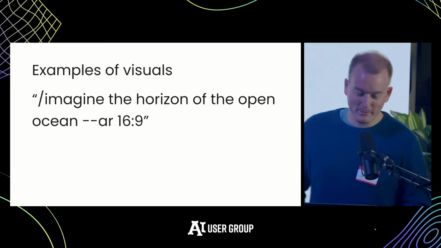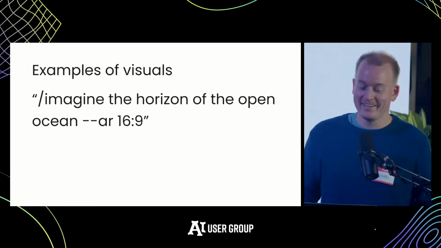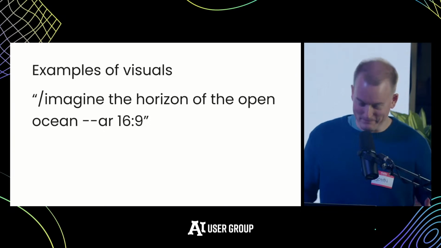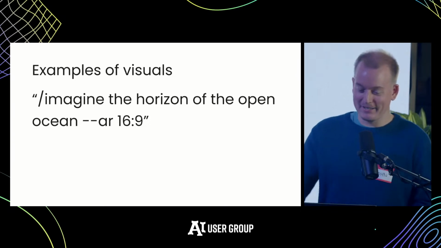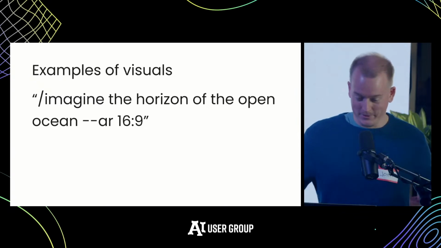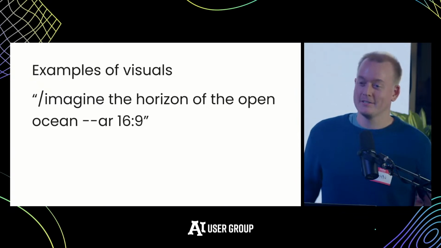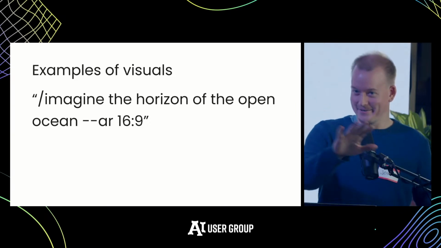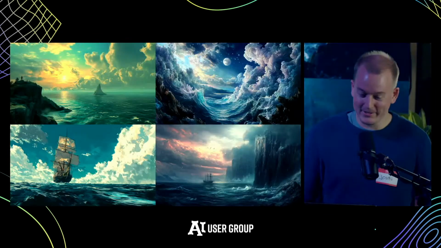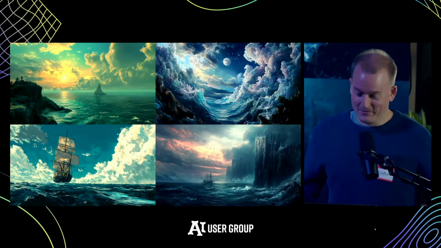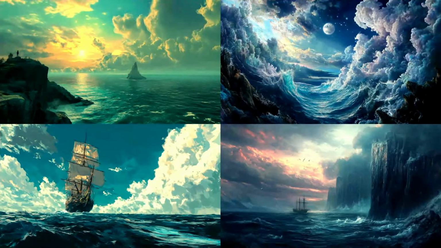And as an example of it not giving me what I want, I find Midjourney sometimes has trouble with really simple stuff. Here I just wrote, imagine the horizon of the open ocean with the wide aspect ratio. If you think about this, you're probably imagining the horizon of the open ocean, right? This is what it gave me. It gave me four different things. The only one that I would say qualifies as the open ocean is the one in the bottom left with the big pirate ship, but I didn't ask for a pirate ship.